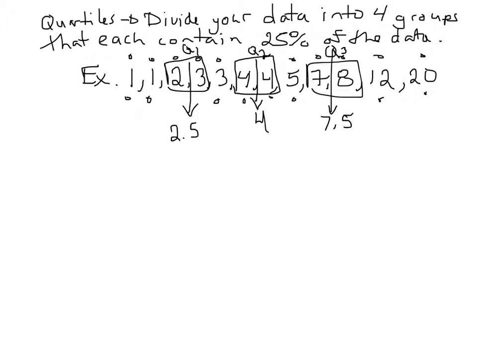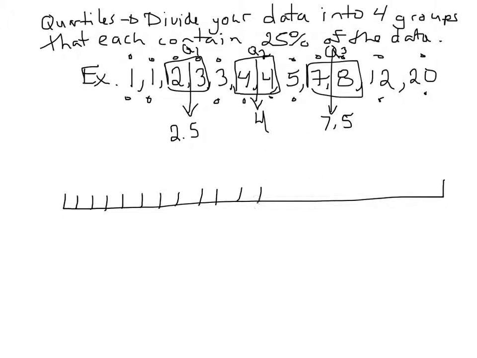Quartiles themselves aren't super useful. What they do allow us to do is build box and whisker plots. So a box and whisker plot looks like this. You're going to have a number line that has all of your numbers in it. So I'm going to build a number line, and now we can hopefully put 20 numbers in. So 1, 2, 3, 4, 5, 6, and 8, 9, 10, 11, 12, 13, 14, 15, 16, 17, 18, 19, 20. Perfect.